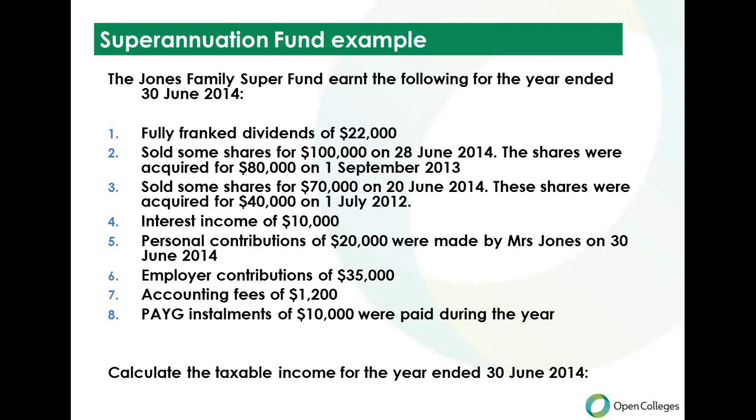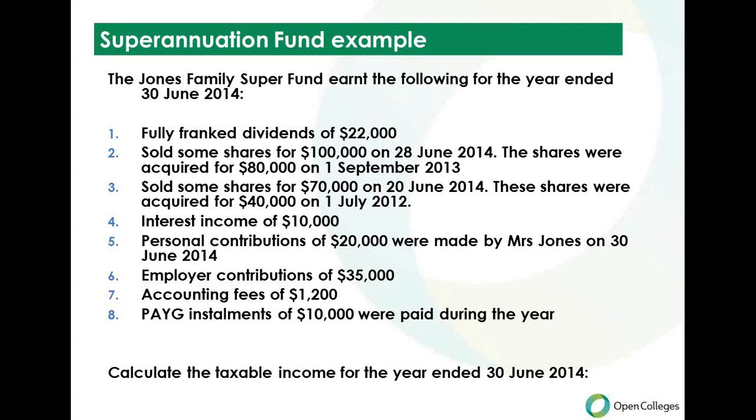He then also sold some shares, or the super fund sold some shares for $70,000 on the 20th of June 2014, and they were acquired for $40,000 on the 1st of July 2012. So when you look carefully at the dates, that is obviously more than 12 months, and therefore the discount will apply. Interest income of $10,000 would be assessable.